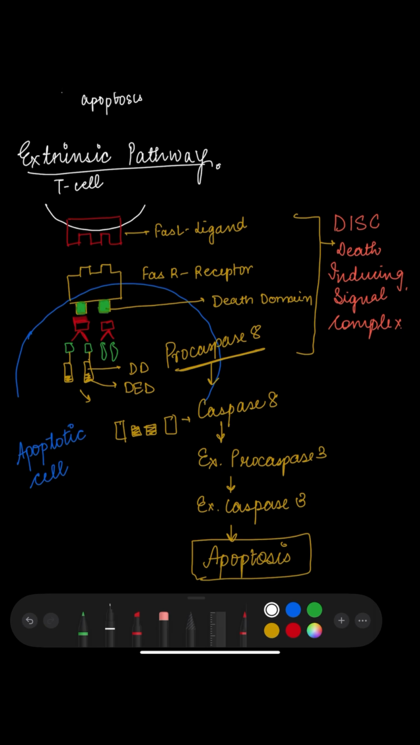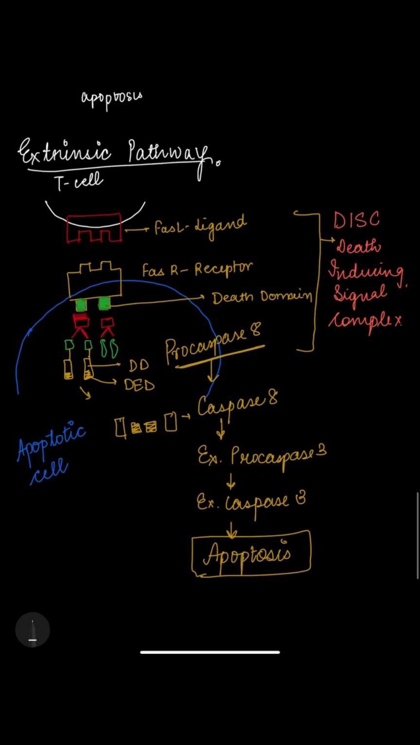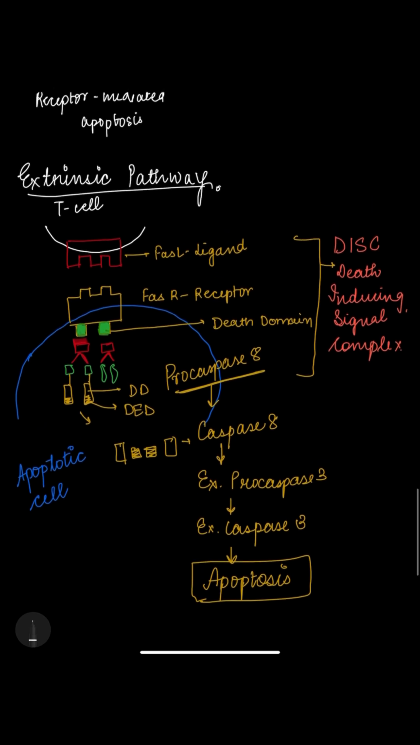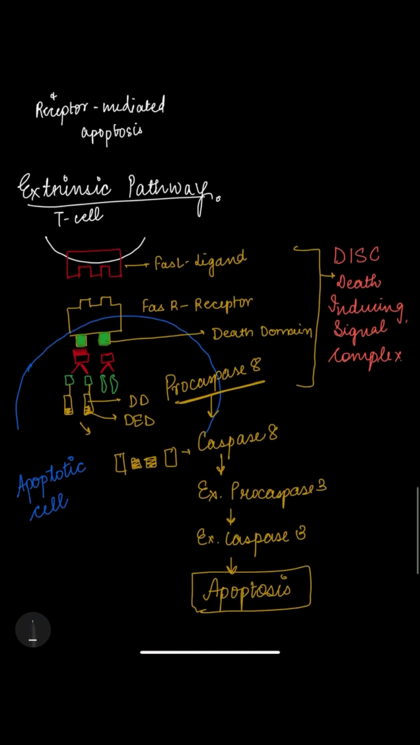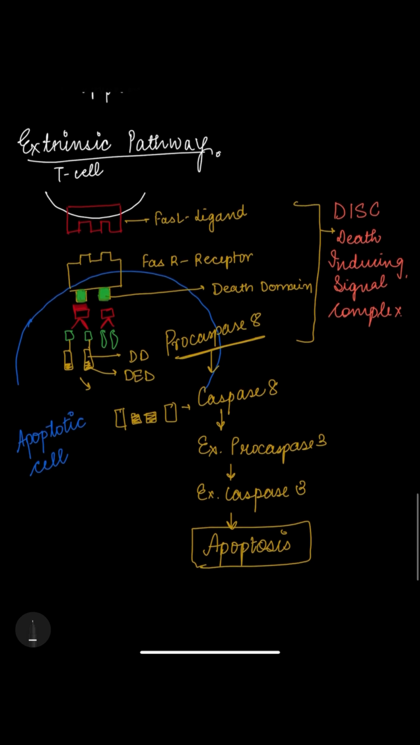Today we are going to discuss the extrinsic pathway of apoptosis. If you want to completely understand, then you need to go through the previous video where we have discussed the basic mechanism of apoptosis. Then only it will be clear to you. So in the extrinsic pathway, what happens exactly?